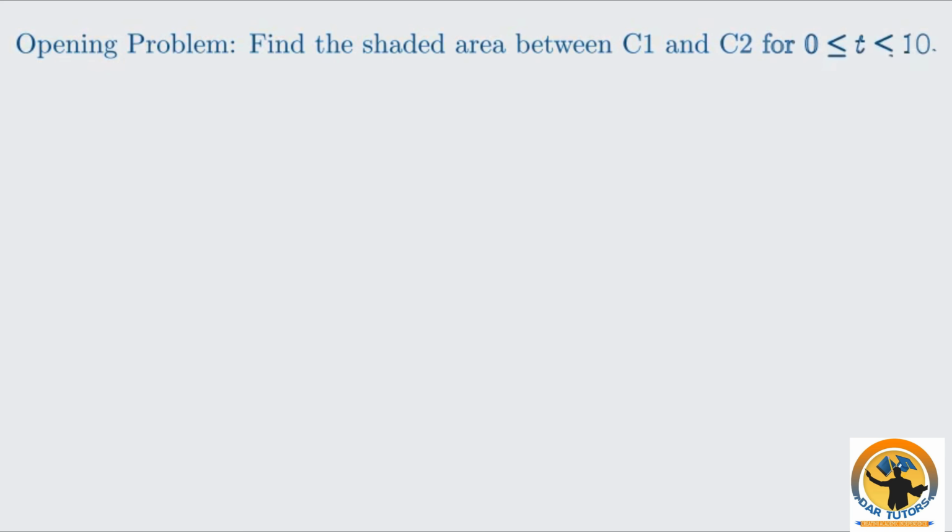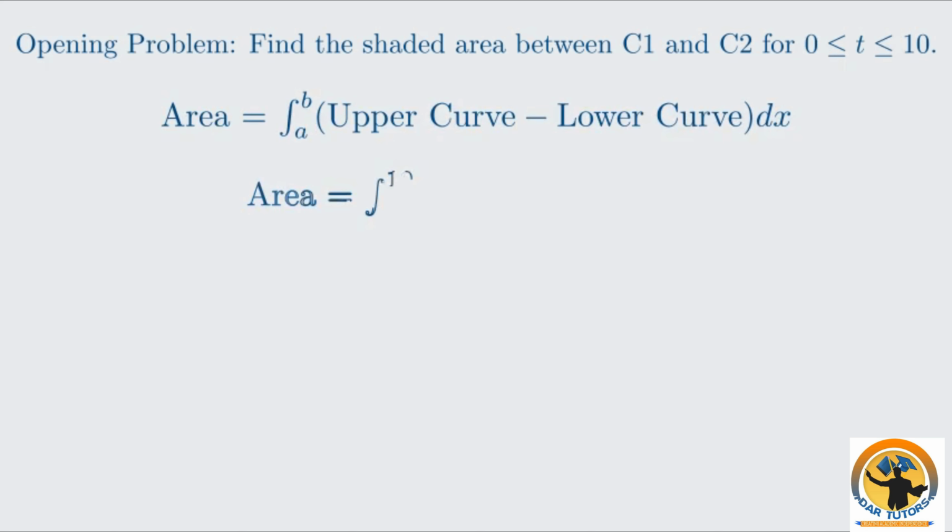The problem asks for the shaded area between the sunny day curve C1 and the overcast day curve C2 from t equals 0 to t equals 10. The area between two curves is found by integrating the difference between the upper curve and the lower curve over the given interval. In our case, the area is the integral from 0 to 10 of the sunny day intensity minus the overcast day intensity.